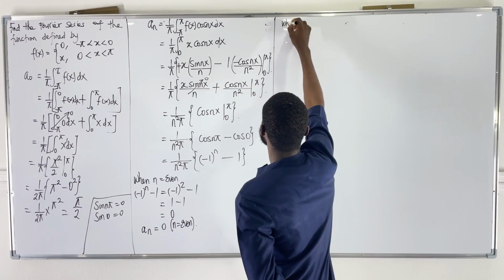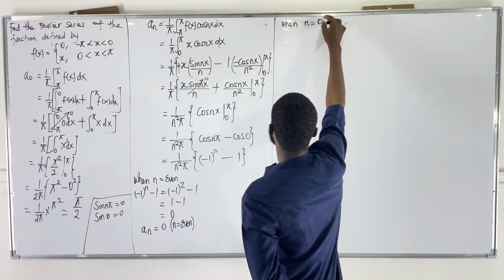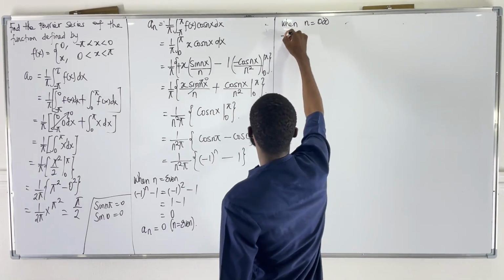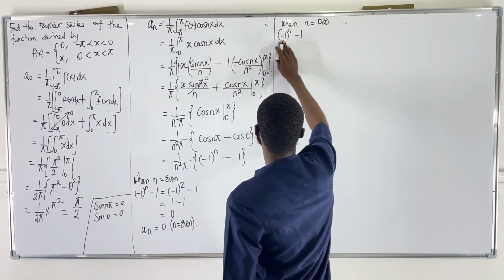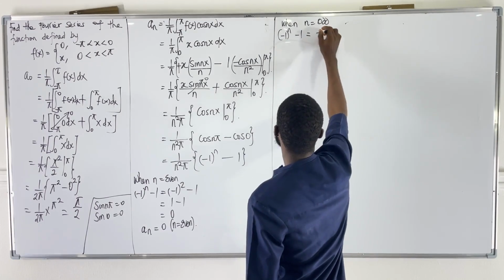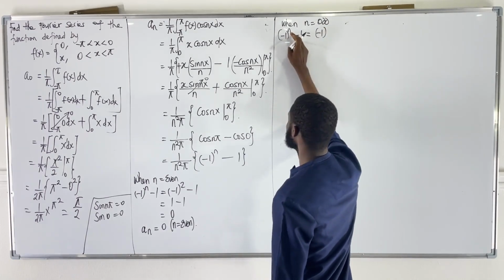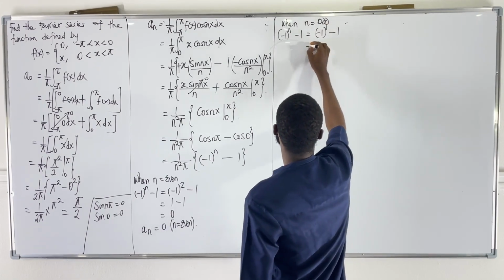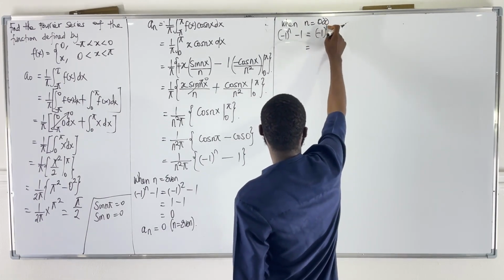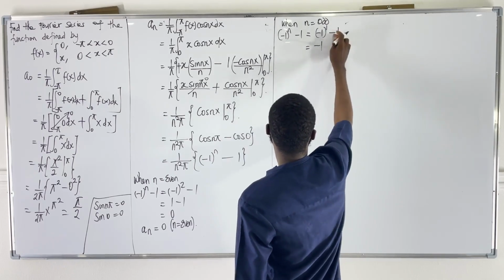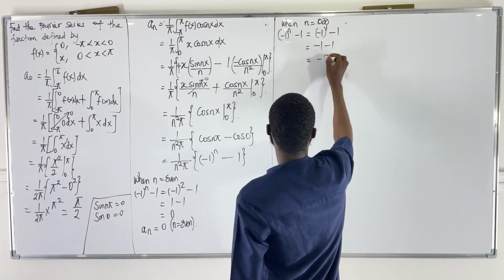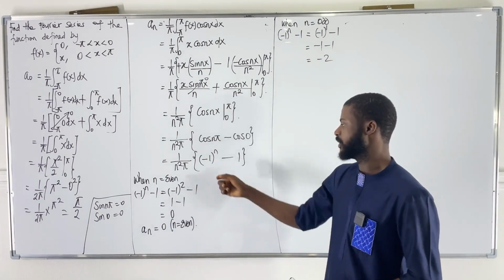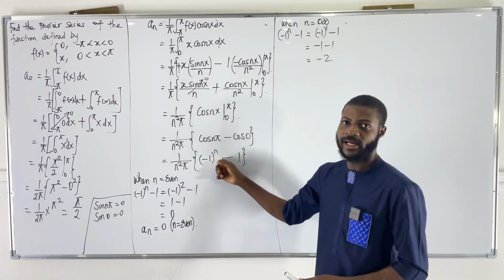Next, when n is odd. So the bracket is minus 1 to the power of n, minus 1. Let's pick an odd number, that's 1. Minus 1 to the power of 1 is minus 1, and then you have minus 1. So this is minus 2. So whenever you're picking an odd value, the bracket will always be minus 2.